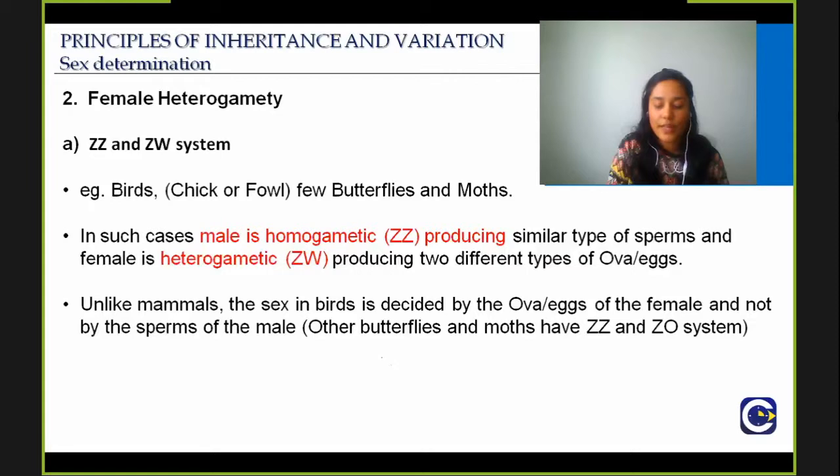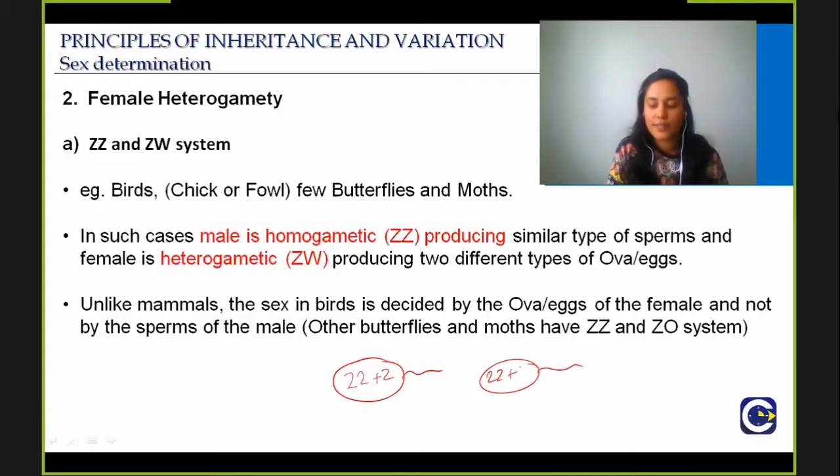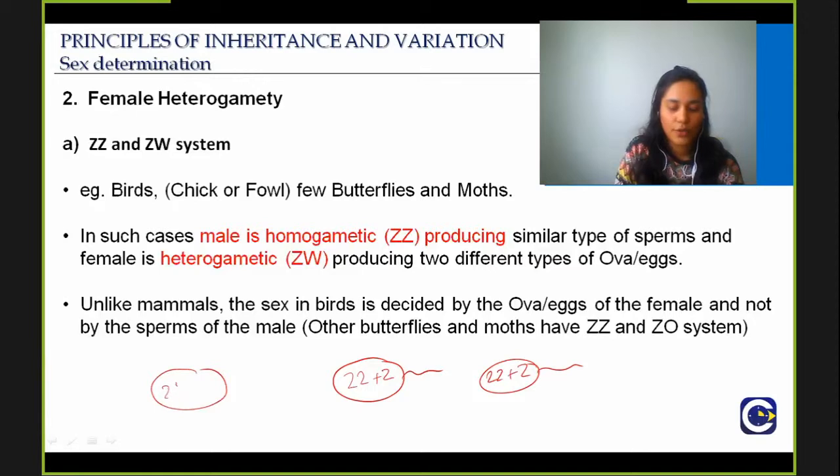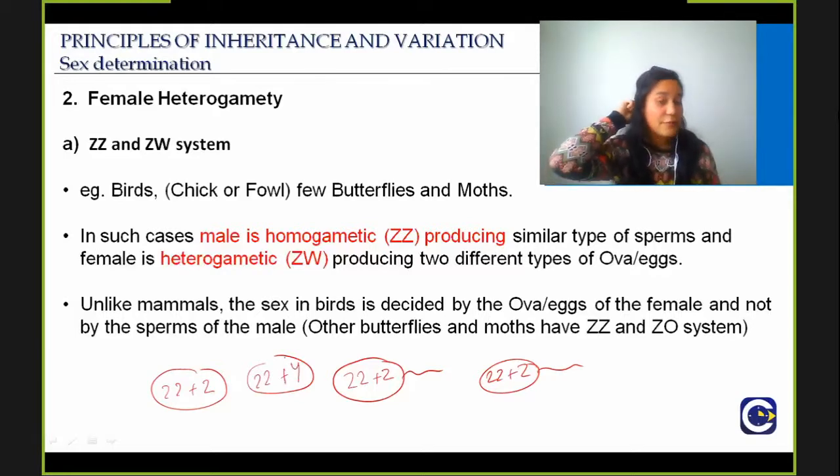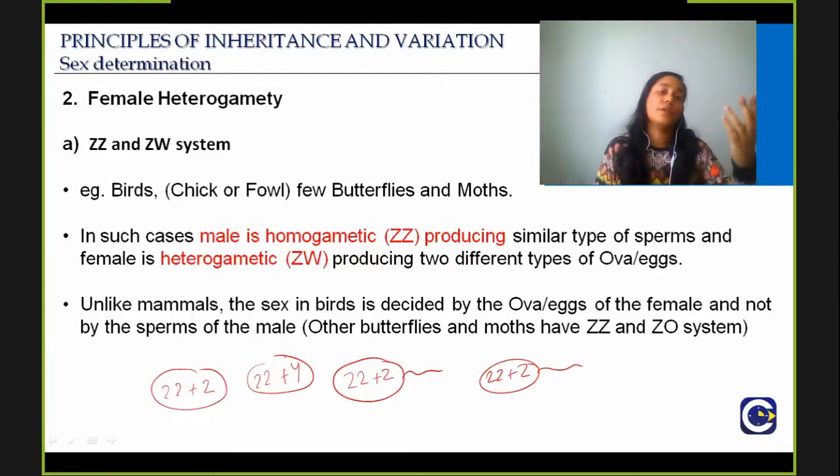So earlier we saw that the male was producing different types of sperms, but now the male is producing the same types of sperms. For example, let's say 22 plus Z and 22 plus Z. Therefore, now the female is heterogametic, producing 2 different types of ova: 22 plus Z and 22 plus W. So, in these cases, the female is the sex determining factor. Female is heterogametic because it is female heterogamety.